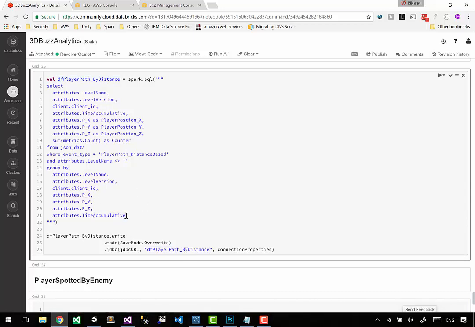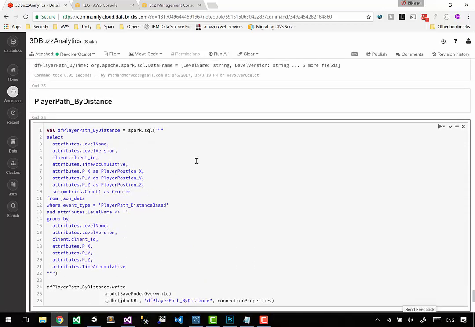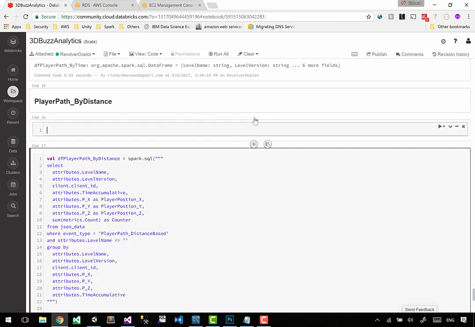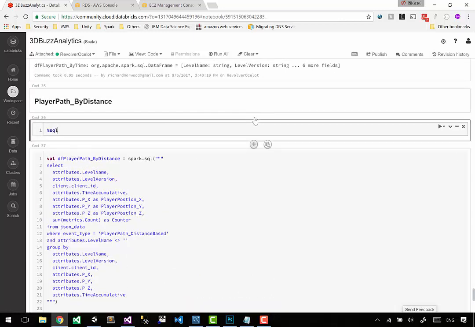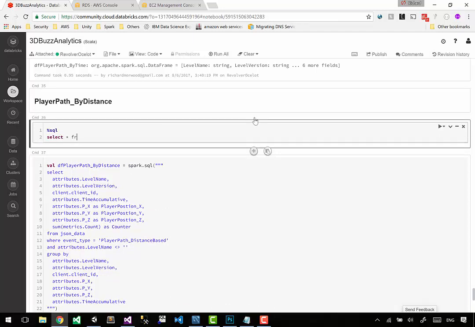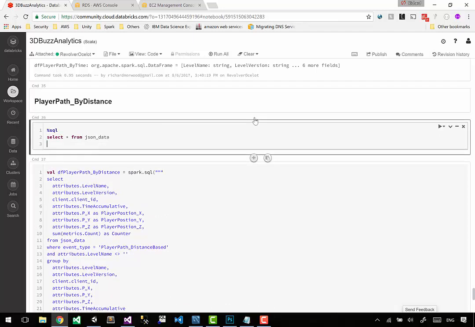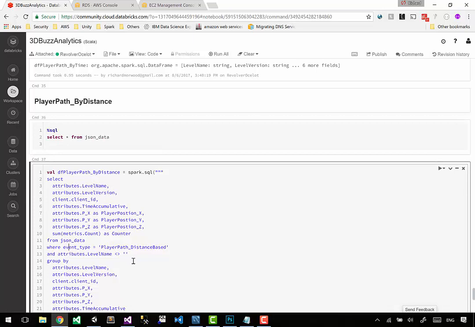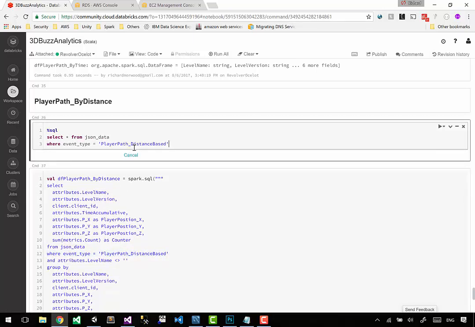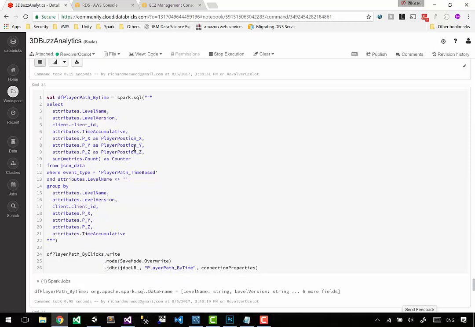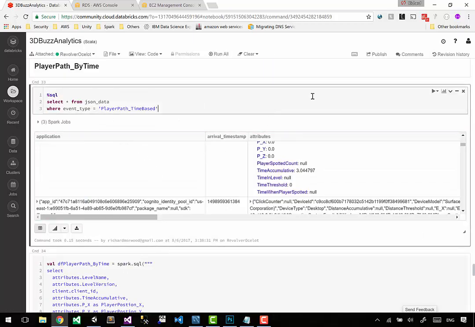It is something else. Distance, we can have a look in accumulative. So we can have a look where? In the data set. I think you just scroll up. Or you can just make another one: SQL select from JSON data where event type is equal to distance based. I can scroll up. Did we have it up here? I thought we got rid of it. No, we didn't get rid of it.